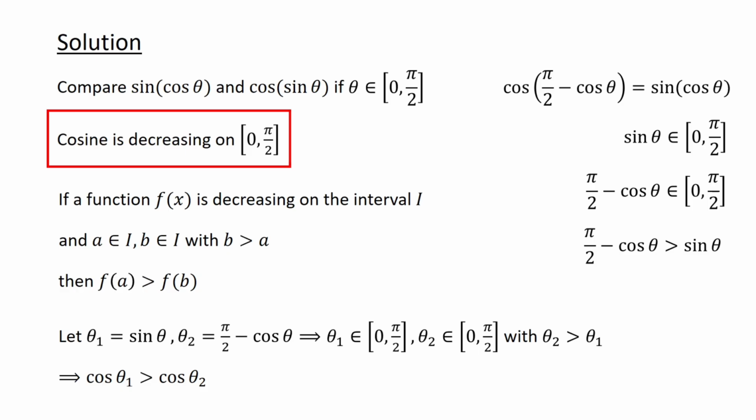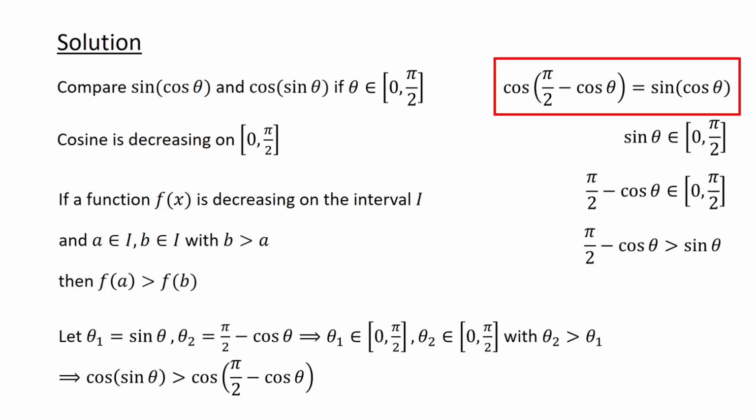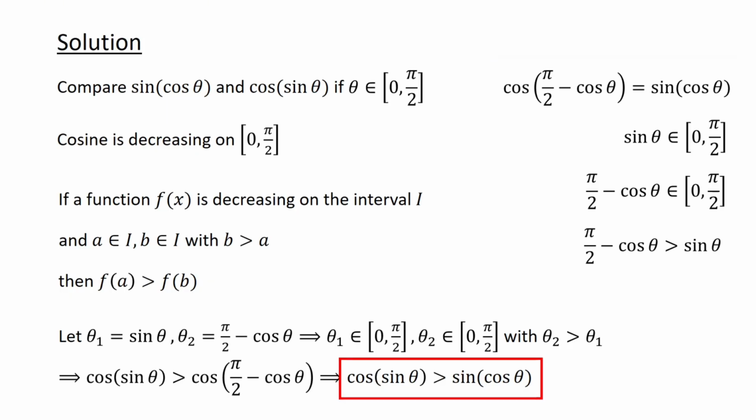Inserting in the expressions for theta 1 and theta 2, we obtain cosine of sin theta is greater than cosine of pi over 2 minus cosine theta. Since cosine of pi over 2 minus cosine theta equals sin of cosine theta, we therefore obtain cosine of sin theta is greater than sin of cosine theta, which is the solution to our problem.